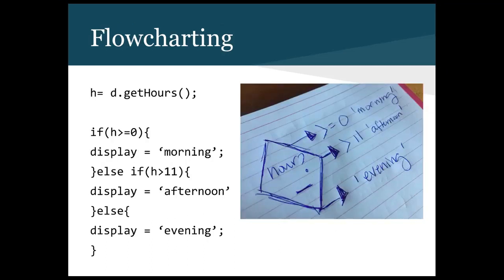Write it out in a flowchart. This helps us visualize the process. Here is a problem. Can you spot it? How many hours of the day are 0 or greater? All of them. This needs to be changed so that the conditions appear from the rarest to the most common. And a flowchart can help you see that process and where it has gone wrong.